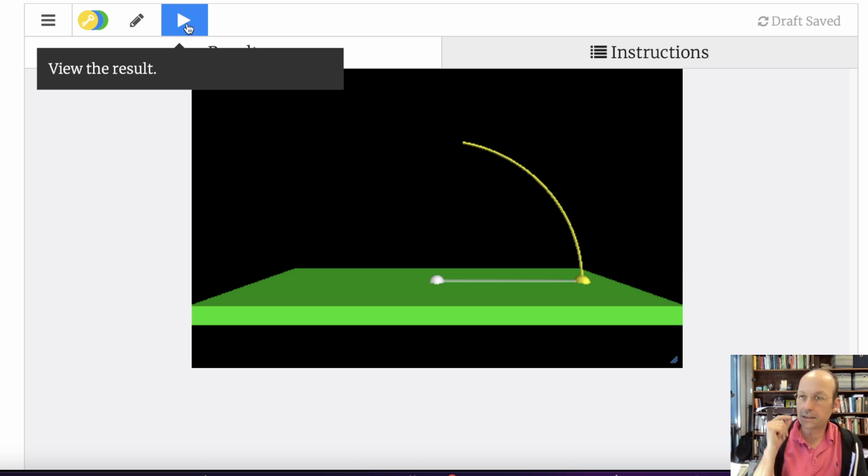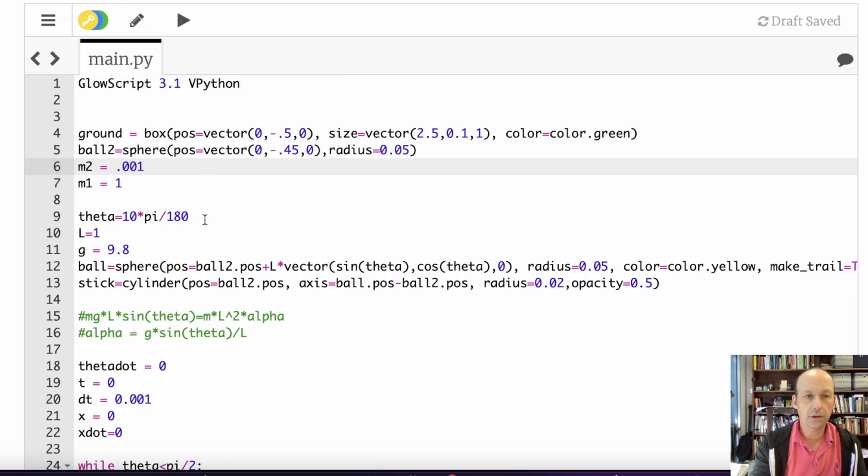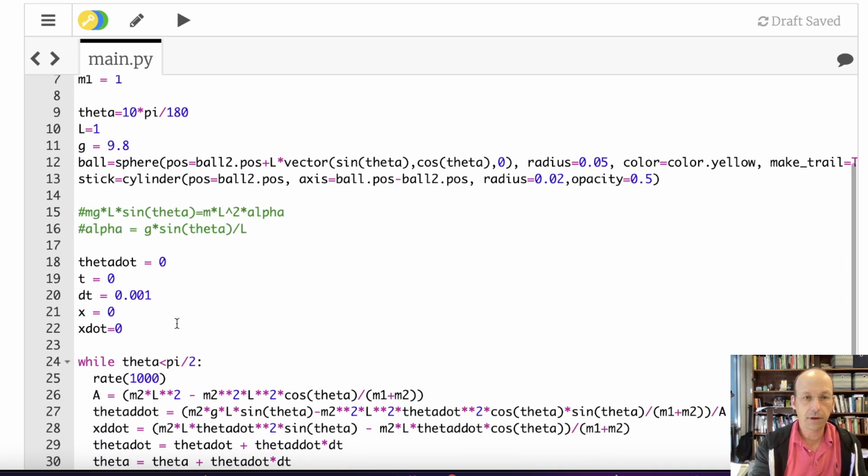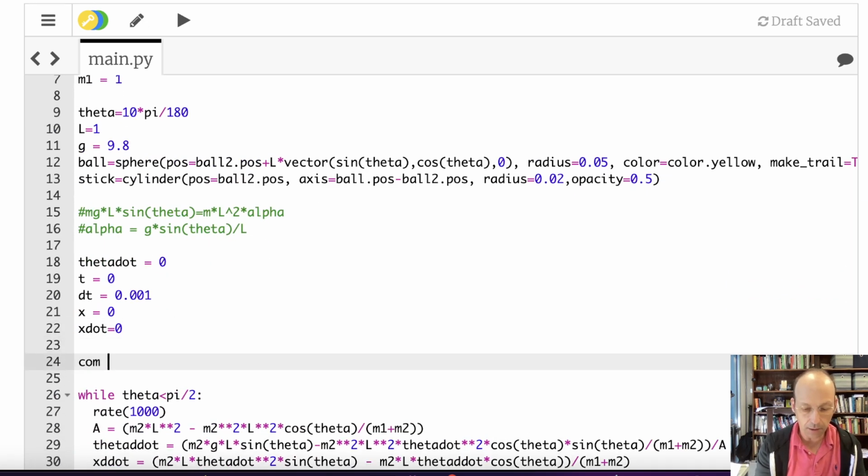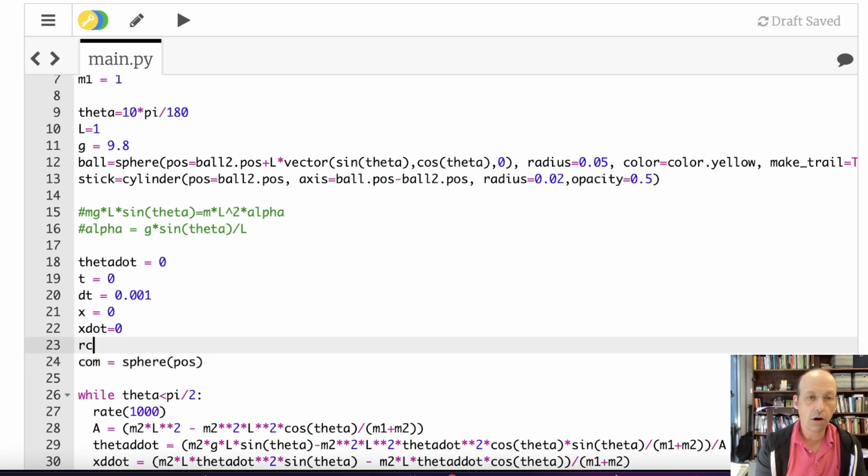Let's go ahead, and since I am only at 20 minutes, let's calculate the center of mass and make that a point, just so we can see where the center of mass is in these problems. I'm going to put it right down here. COM equals sphere. Position, I need to calculate that first. So let's say RCOM, the center of mass, is going to be equal... How did I get those backwards? M1, oh, M1 is the bottom one. That's right.